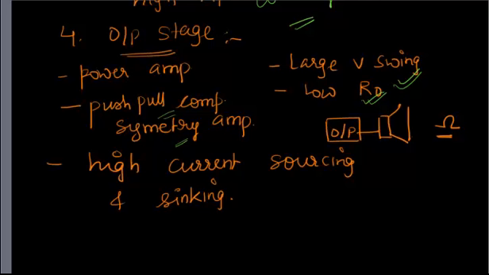Why a low output resistance is required is because there is a loudspeaker at the output of any system like this, and the loudspeaker will have a low input impedance, so the matching should occur between these two. Therefore we need a low output resistance, and high current sourcing and sinking capacity is required to deliver current to many different outputs. This is about the operational amplifier. Thank you.